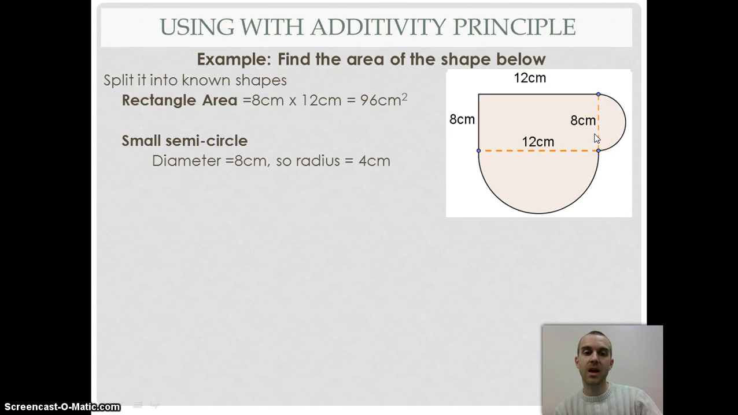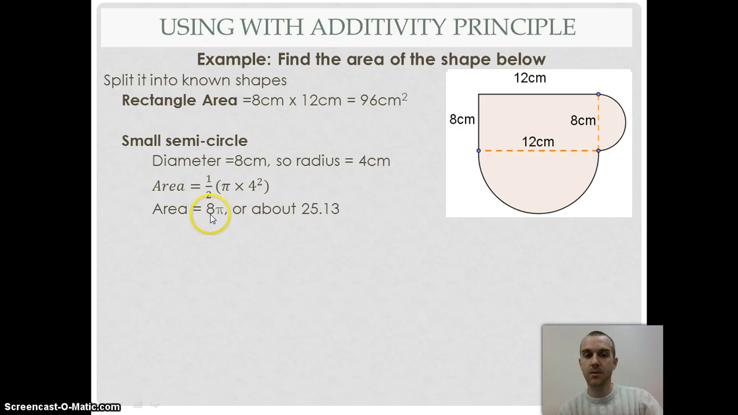And then I can think about my area of a circle, which is pi r squared, but since I'm dealing with half of a circle, I'd be doing half of pi r squared, which would give me about 8 pi, or about 25.13 square centimeters. Now I do the same thing for the large semicircle.